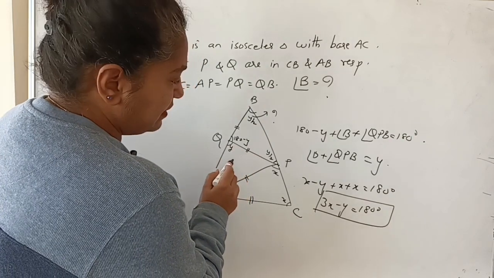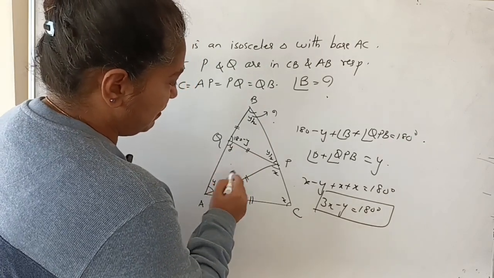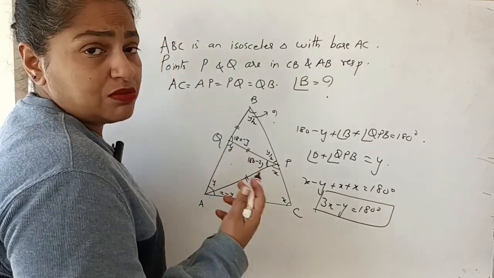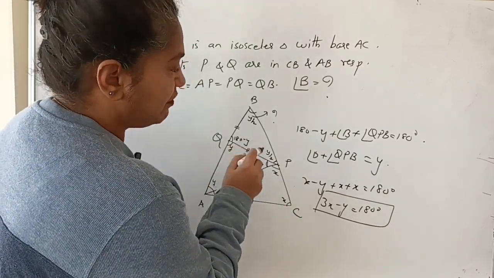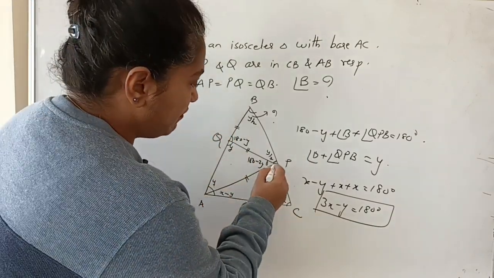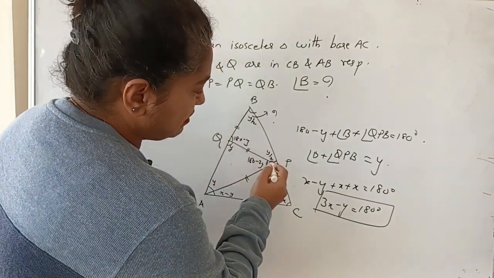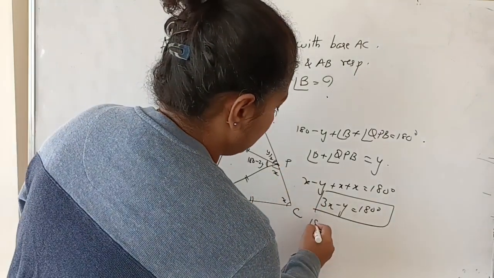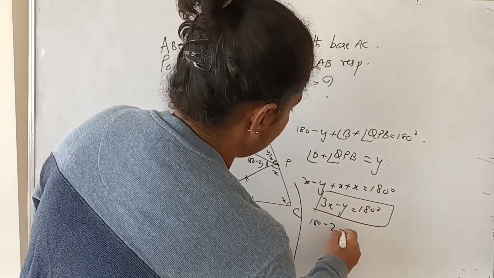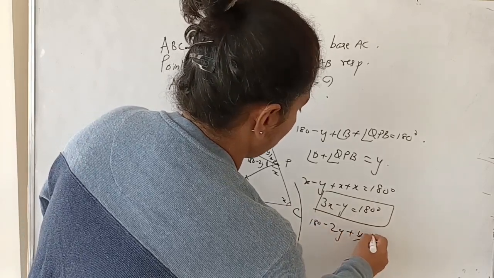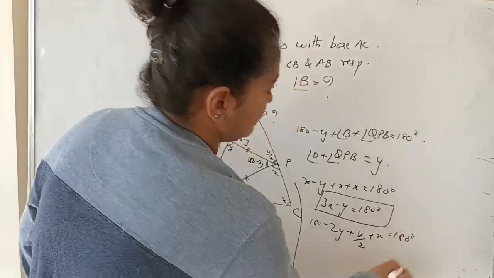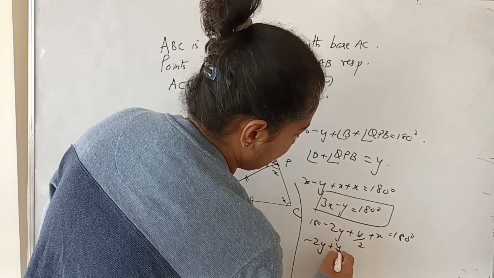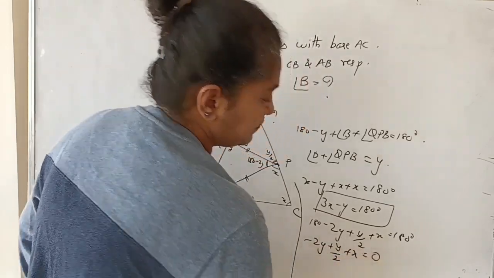Now, I cannot take this particular triangle because y plus y and this is 180 minus 2y. They will add up and the y terms will get cancelled. Same over here, the y terms will get cancelled. So, I will look at the point P. At the point P, the sum of angles is equal to 180 degrees. So, I can write 180 minus 2y plus y by 2 plus x is equal to 180. Okay. 180 gets cancelled. Minus 2y plus y by 2 plus x is equal to 0.